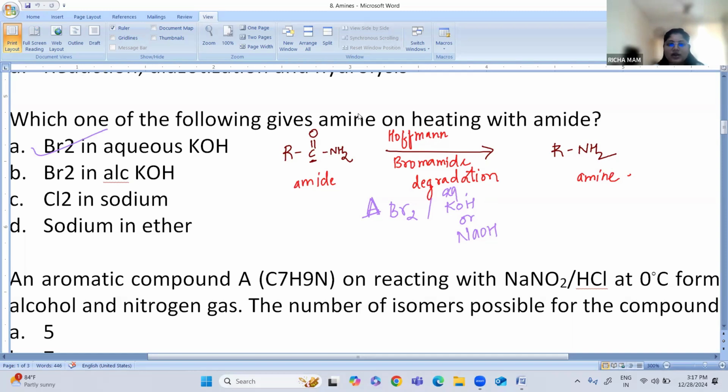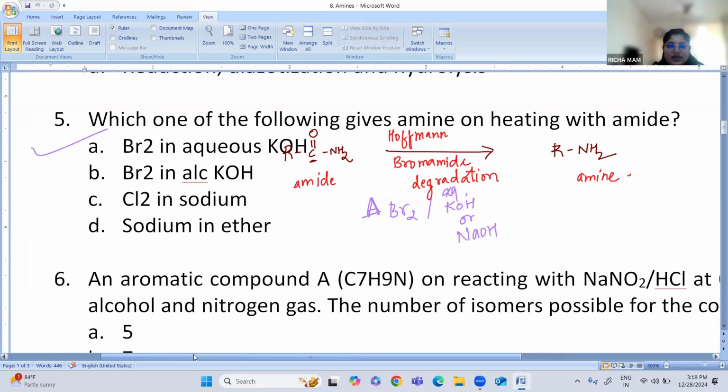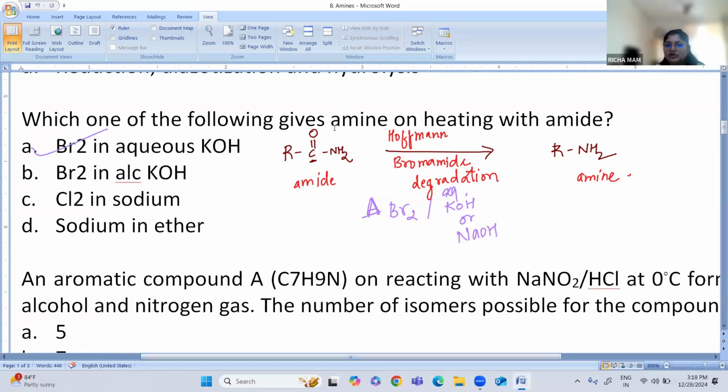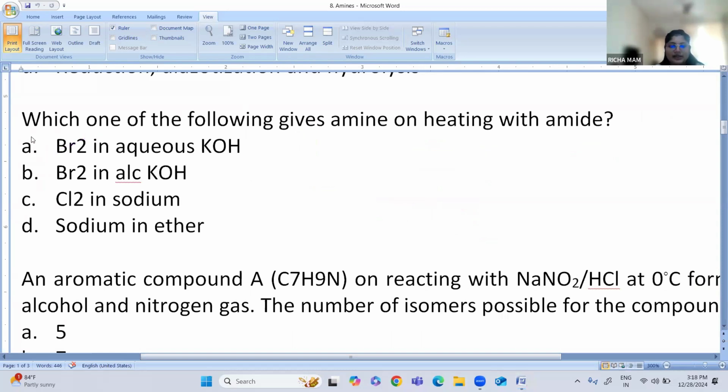Which of the following gives amine on heating with amide? It is Br2 in the presence of aqueous KOH. So this is the Hoffmann bromamide degradation reaction. Whatever the number of carbon atoms present in the amide, you are going to get one carbon atom less in the product. So the answer is option number E.